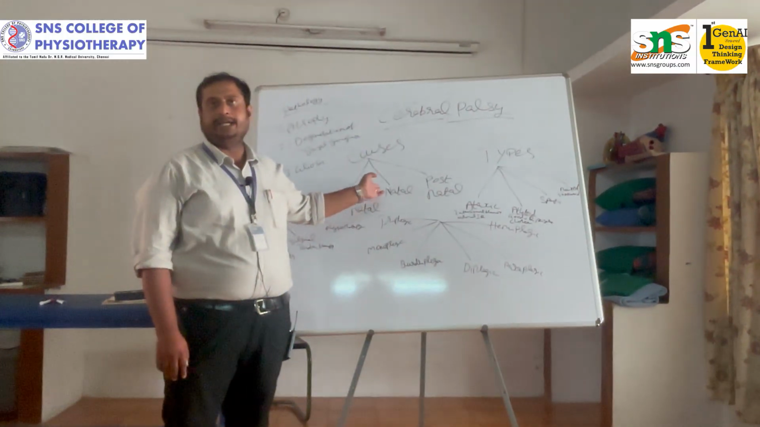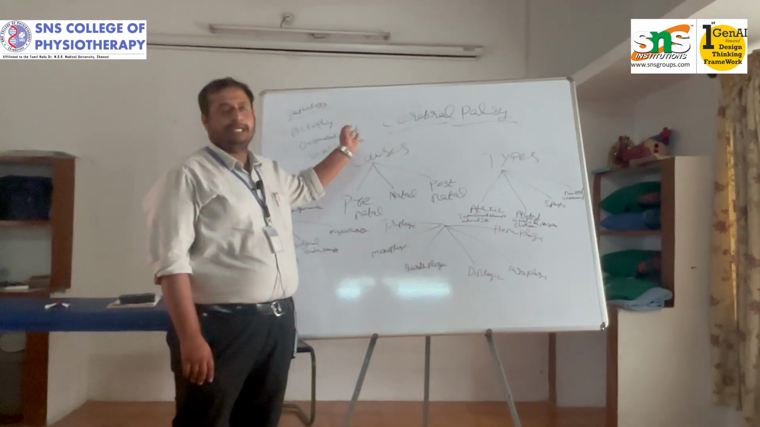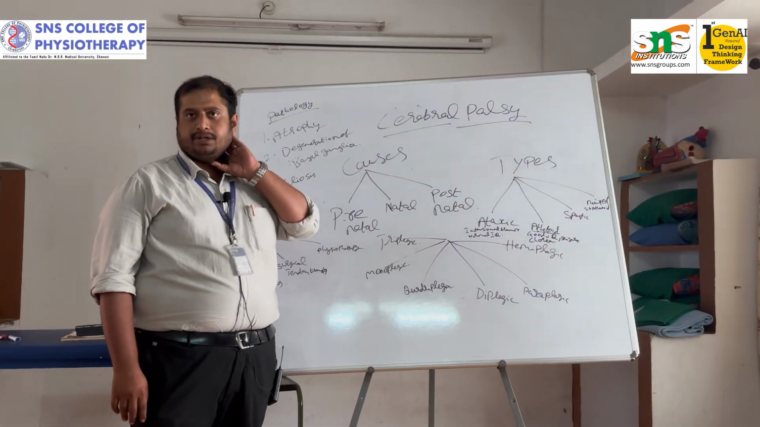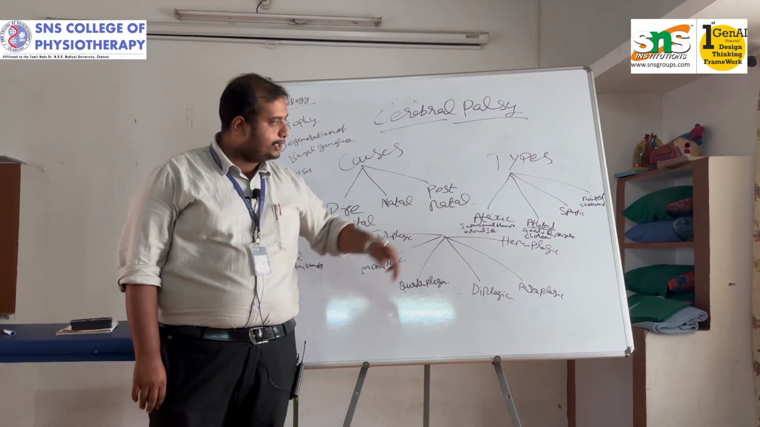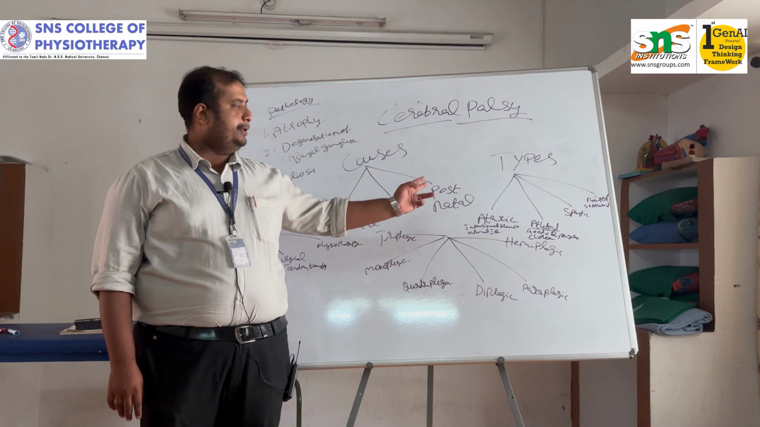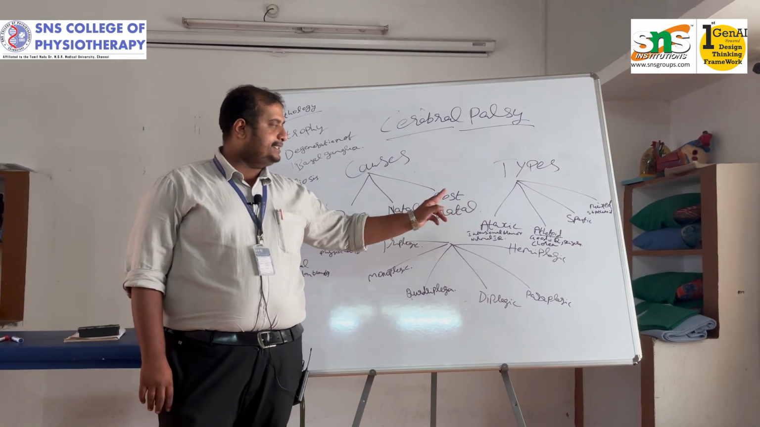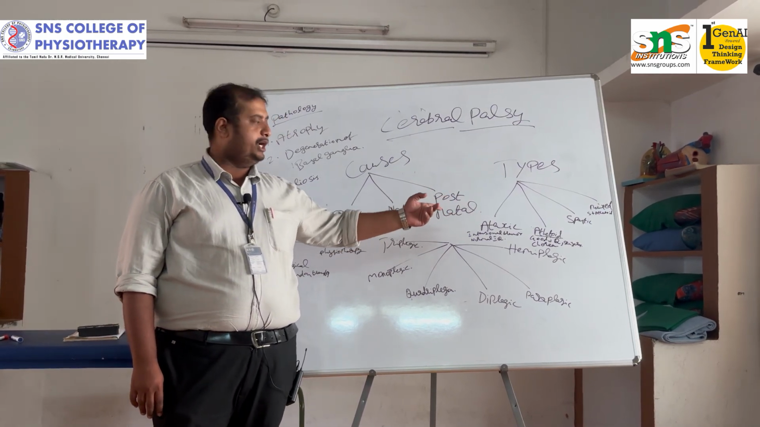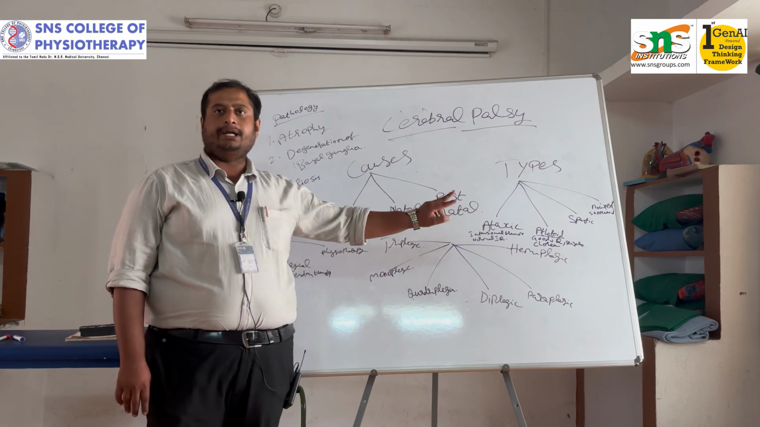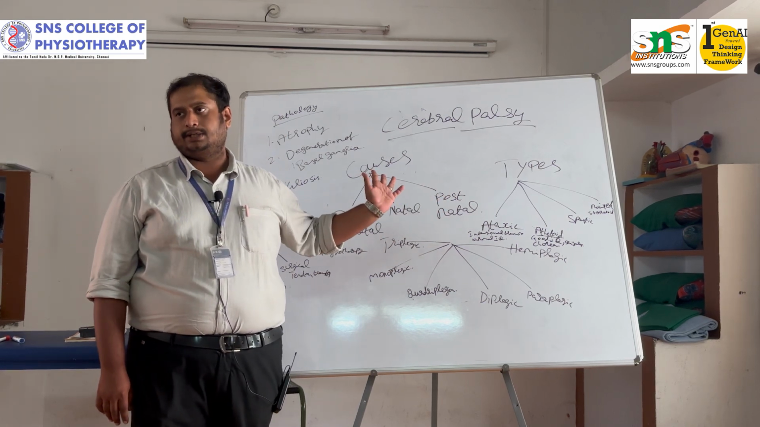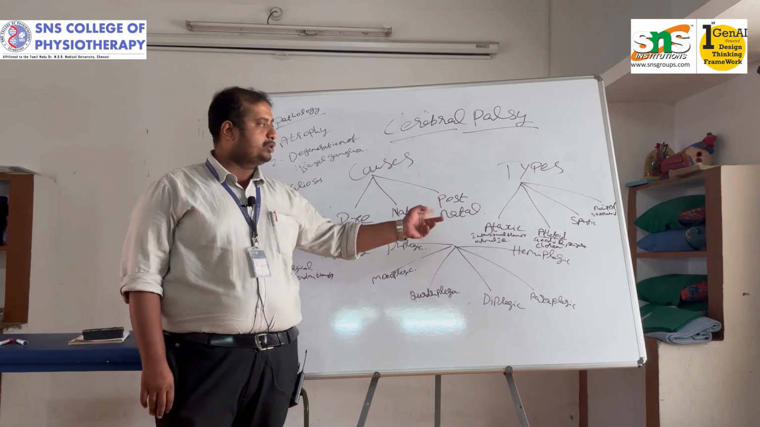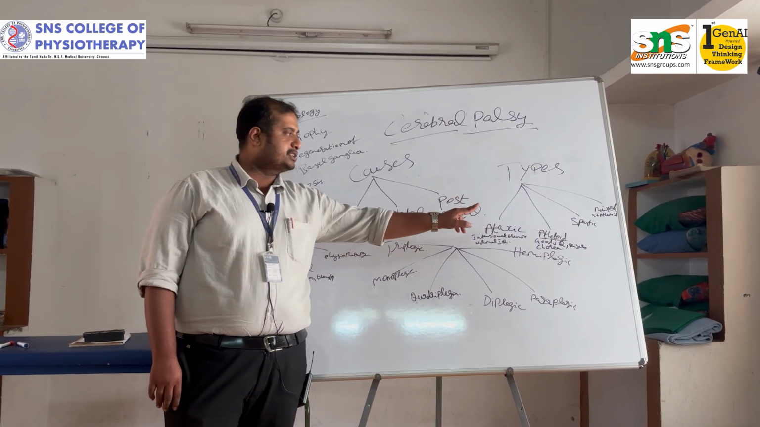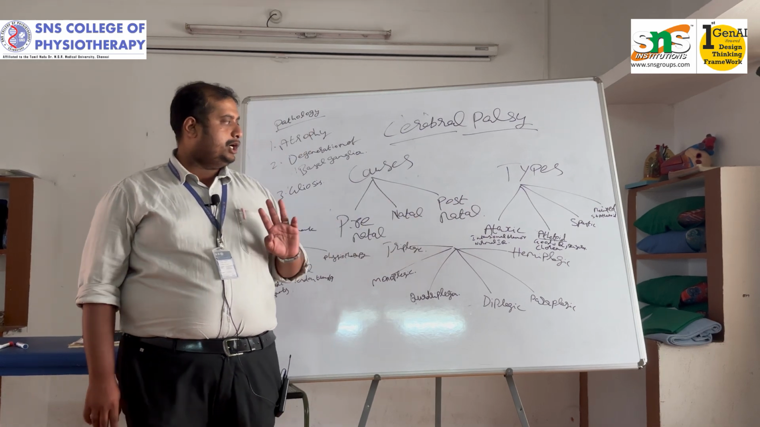Causes for CP, the pathophysiology, the types. We are going to see another type. Which one is mixed CP? The mixed CP may be of spastic or ataxic, spastic or athetoid, or ataxic or athetoid. It may be a combination of any two of the CPs. Mostly it is of the spastic and ataxic.